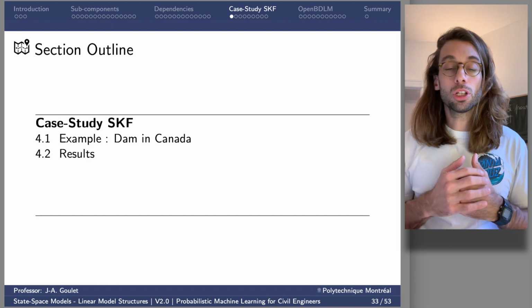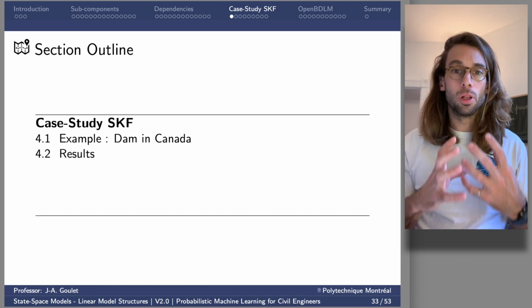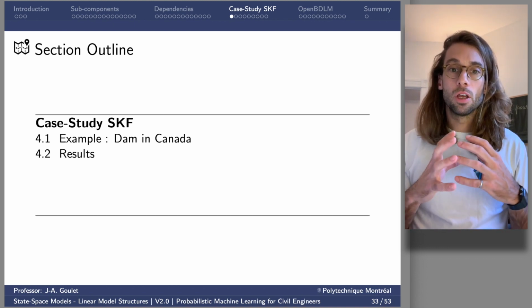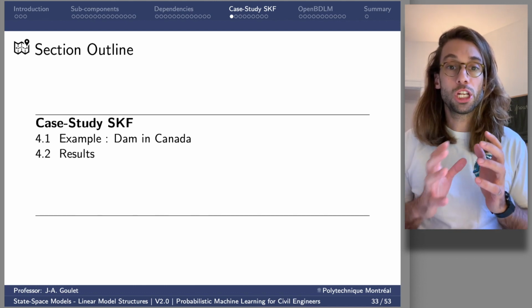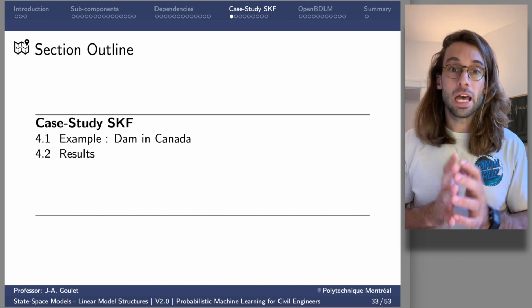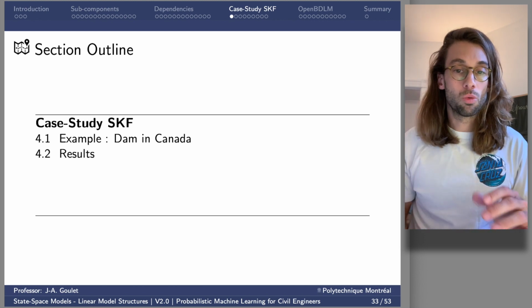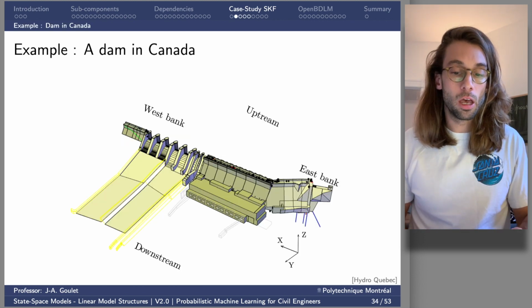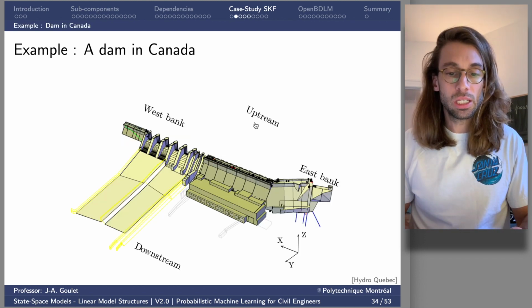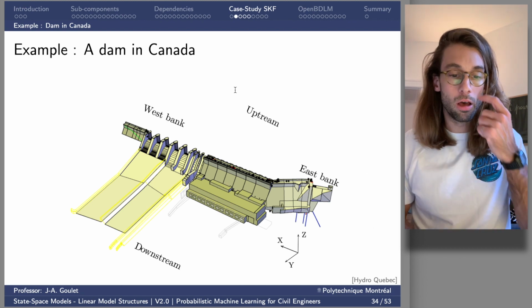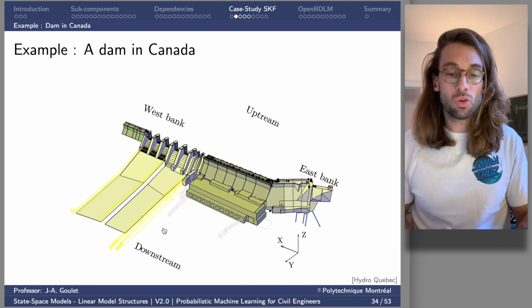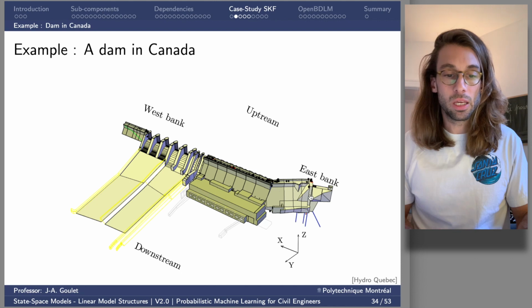Okay, so now we're going to look at what happens if we want to build a model in the case where we have regime switches, so changes in dynamics that explain our behavior. We're going to look at this through the data recorded on a dam. So what you see here is a model for a dam. This is upstream, this is downstream, this is my dam here.